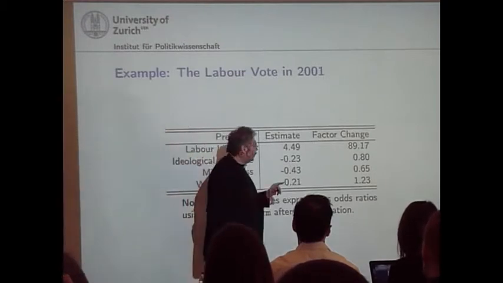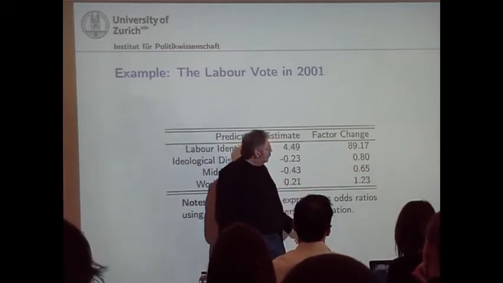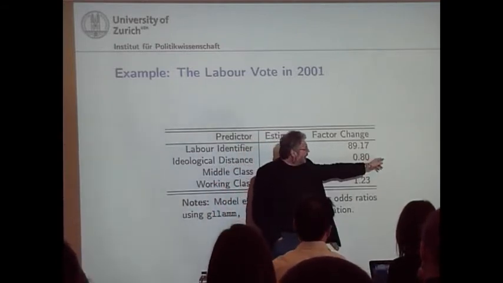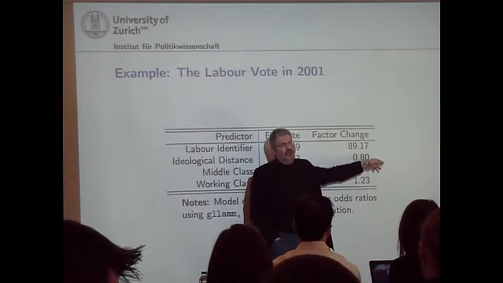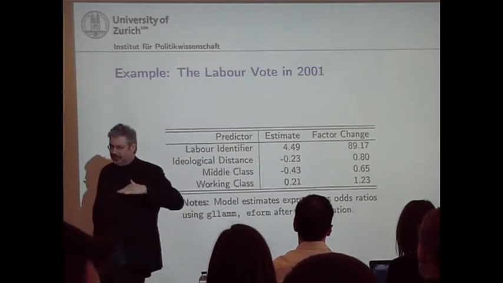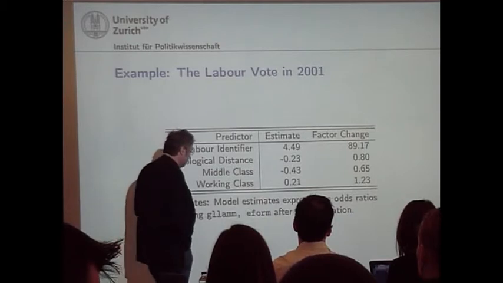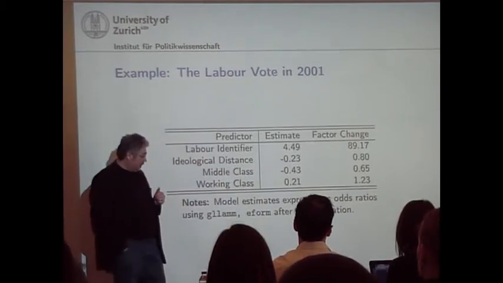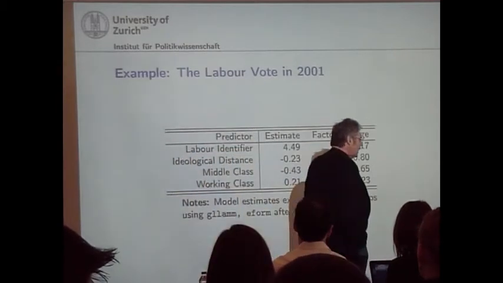In fact, if you were to convert that into a percentage, and sometimes people do, you just subtract 1 from 0.9 and then multiply by 100. That means the odds shrink by 10% for each unit change in the ideological distance. Similarly, interpret the middle class and working class.